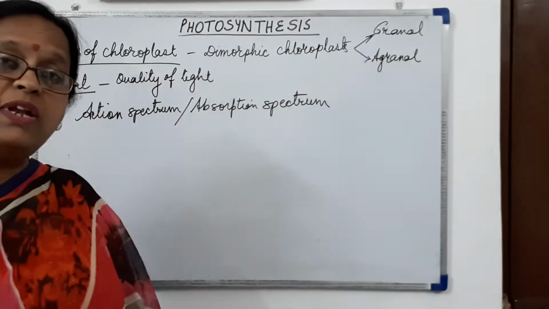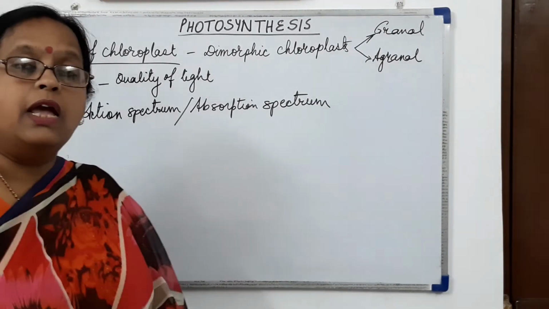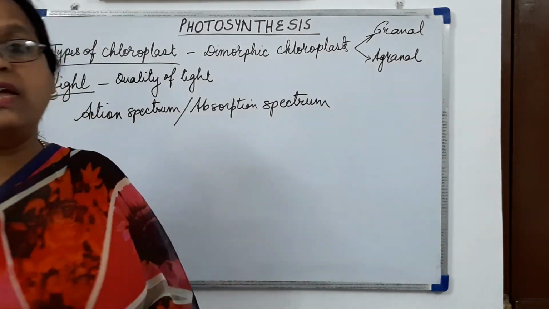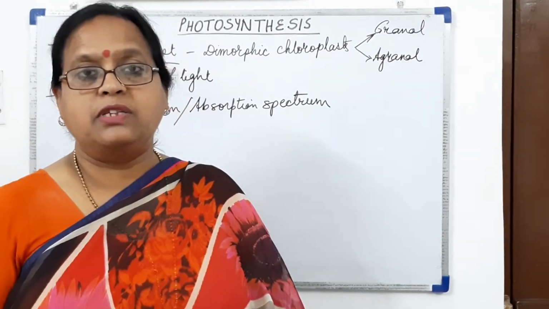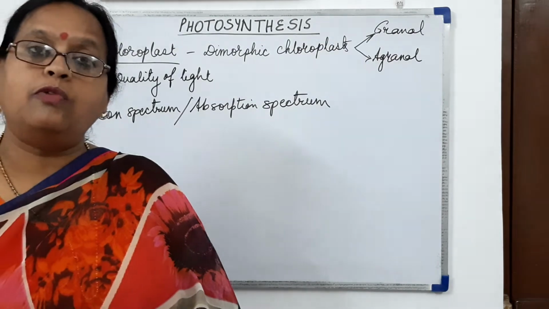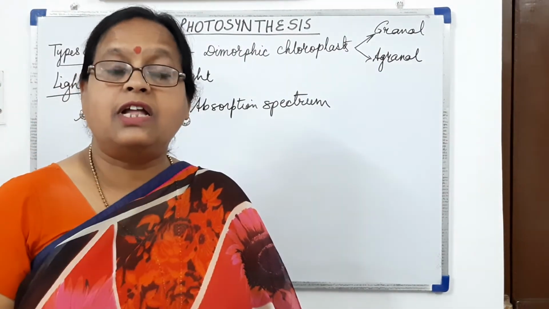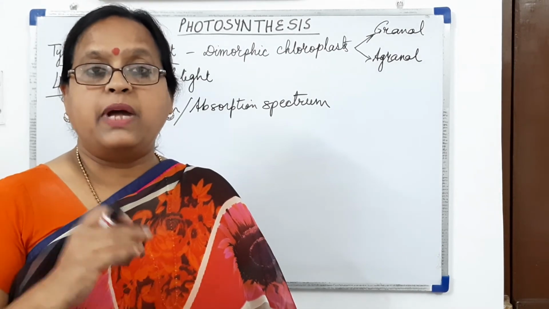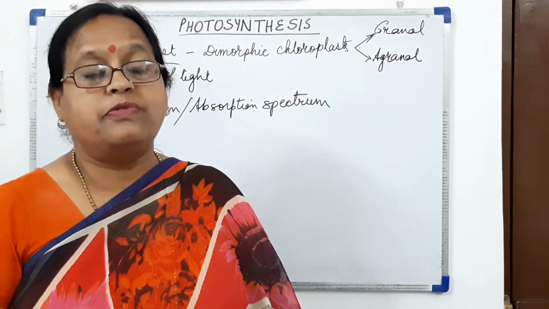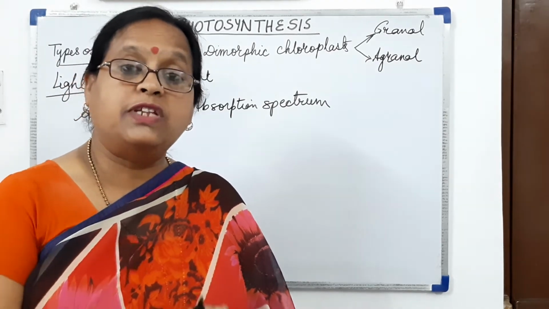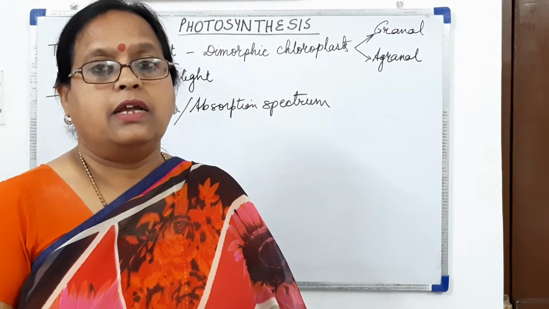So various pigments are absorbing different wavelengths of light, and if we graph them, we find these wavelengths being absorbed by different pigments with the help of a spectrophotometer. And by the spectrophotometer we get the graph, and by studying this graph we can say which pigment absorbs which amount of light and which range, which wavelength of the light.